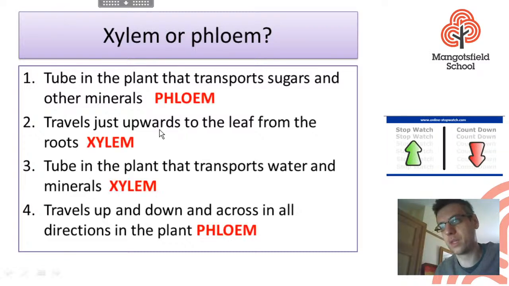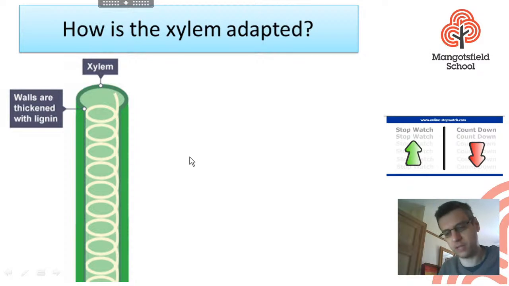Number 1. Tube in the plant that transports sugars and other minerals, the phloem. If it travels just upwards to the leaf from the roots, that is the xylem. If it takes just water and minerals straight up the plant, it's the xylem. If it goes up and down and across, it's the phloem. Now, let's have a close-up look at the xylem.